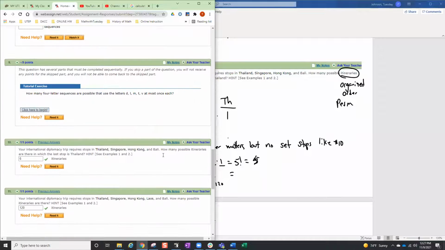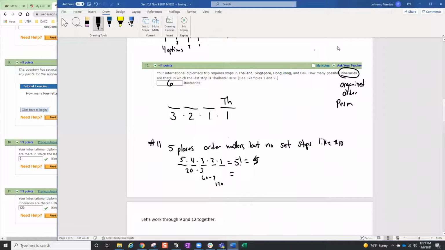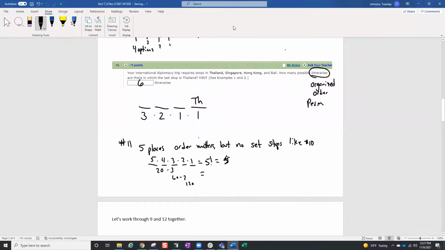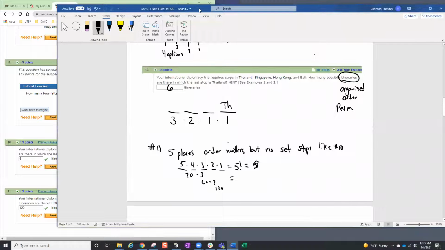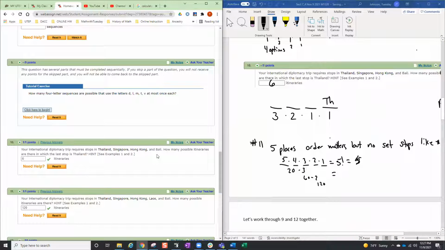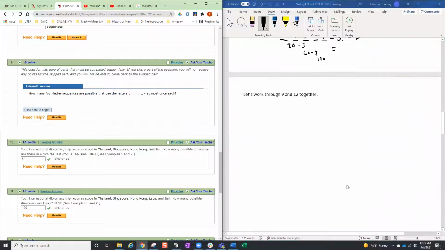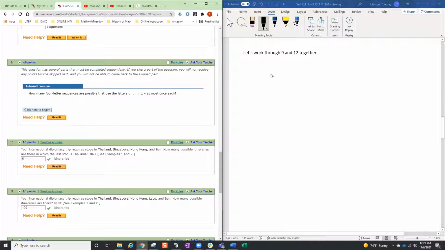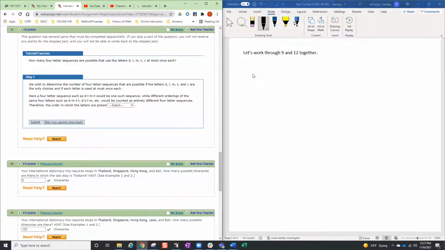Oh, look at that. Okay, so we're going to work on numbers. I'm going to come back here. I'm going to make this happen. We're going to do number 9 and 12 together, although I'm looking at number 12 and I might just take it off entirely. Here we go. Click to begin. This is going to be my scratch work for number 9.